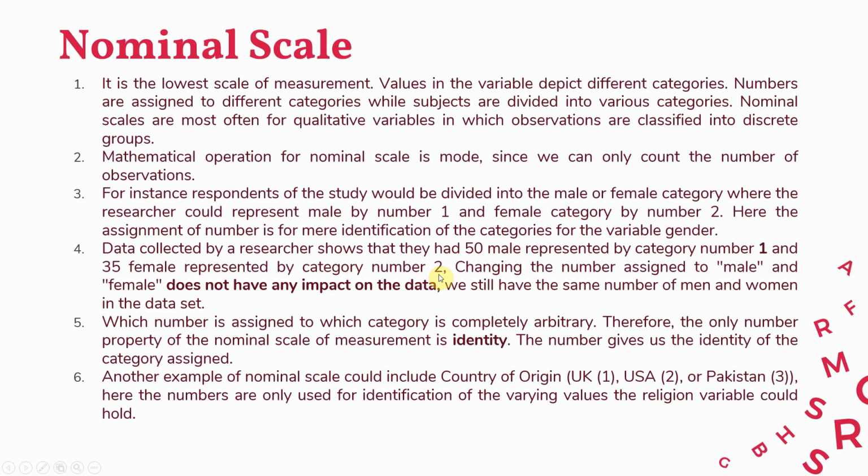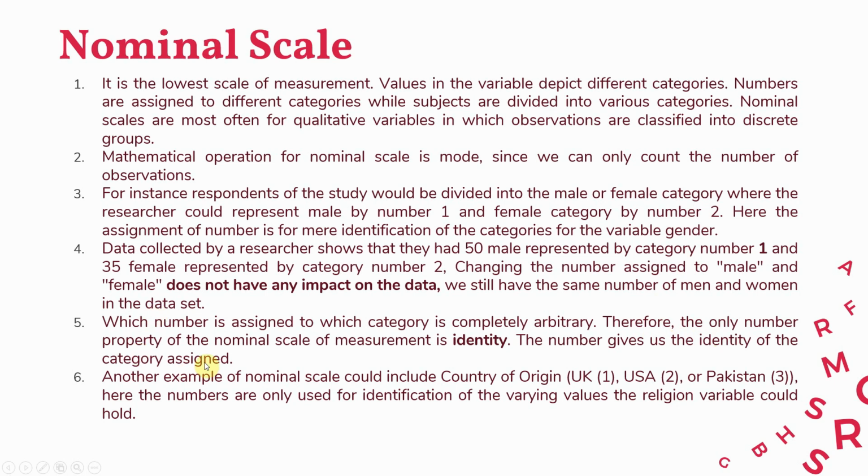Now what if we change their category numbers? What if we represent female by 1 and male by 2? This will not have any impact on the data. We still have the same number of men and women in the data set. So for a variable to fall in nominal scale, the values in the variable are identified by a number, but this number does not depict anything except identification. Which number is assigned to which category is completely arbitrary.